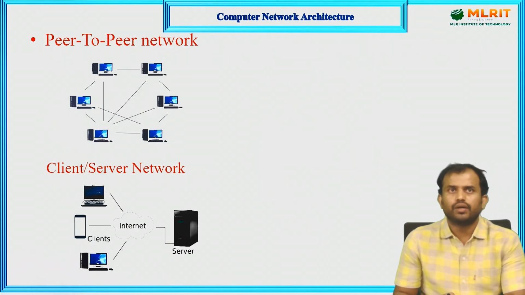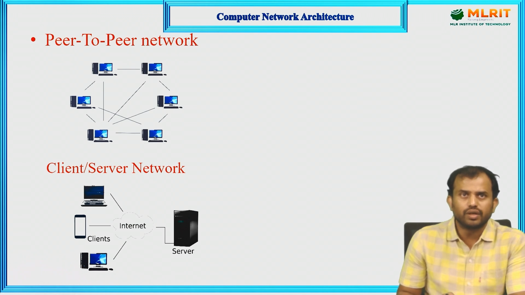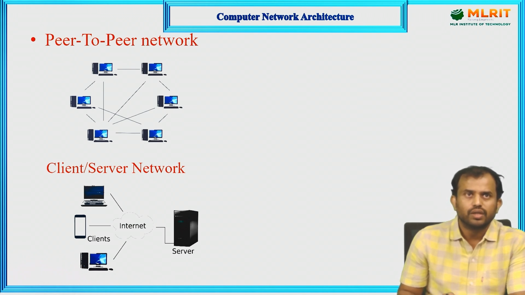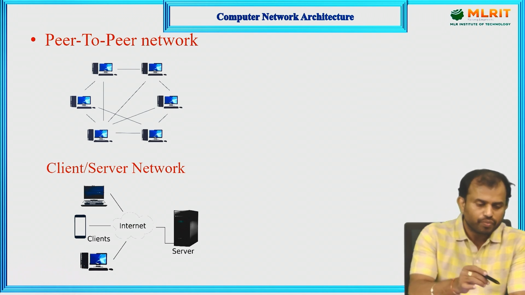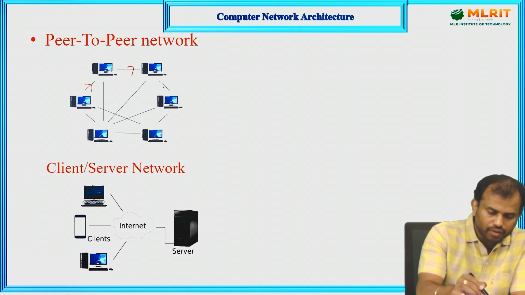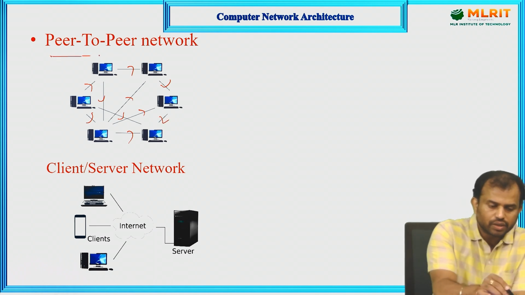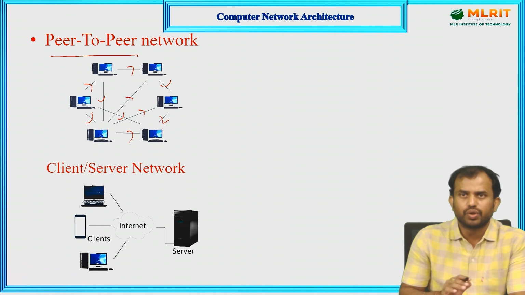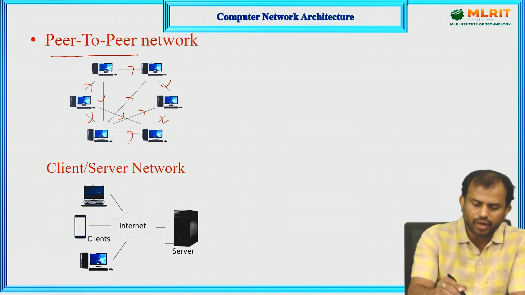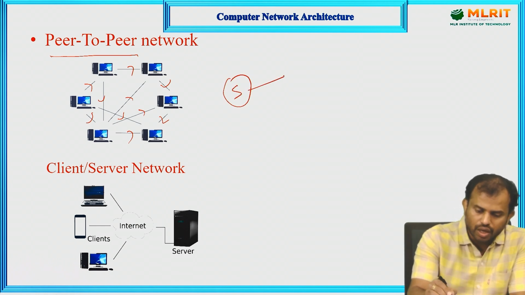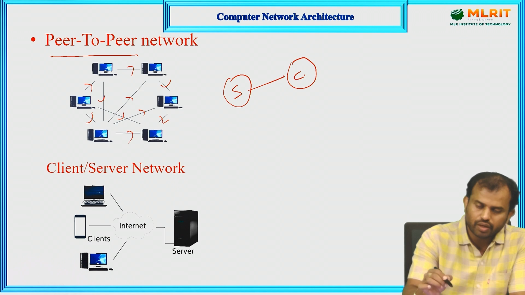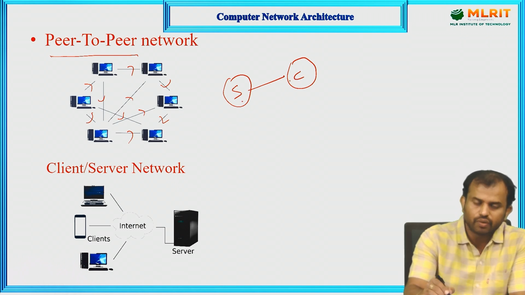So coming to the peer-to-peer network, the person can communicate only one-to-one. That is what we call a peer-to-peer network, which means a one-to-one networking path, a one-to-one communication path. Here we have only one source, one server and one client.